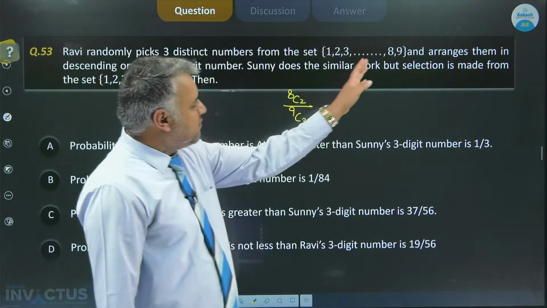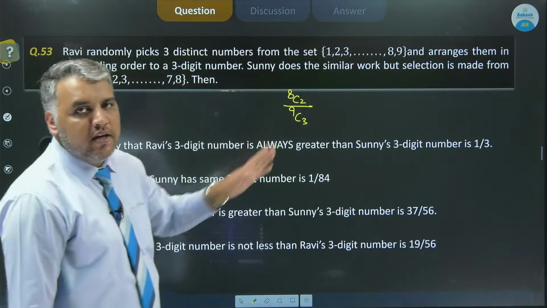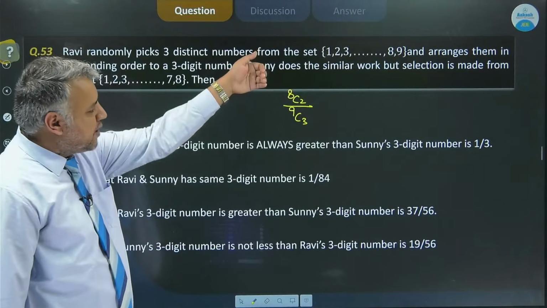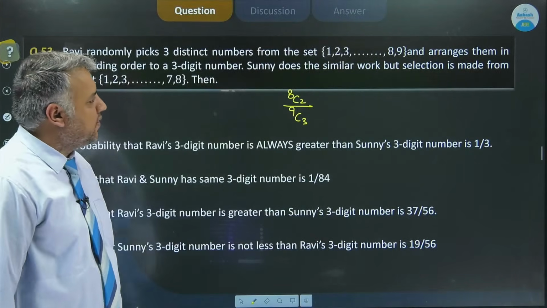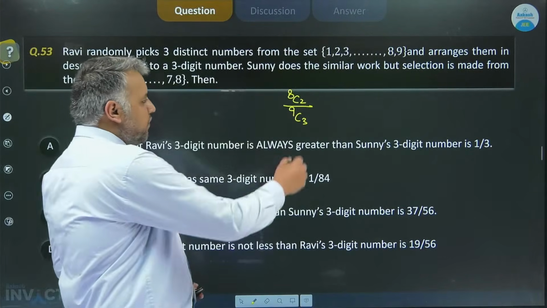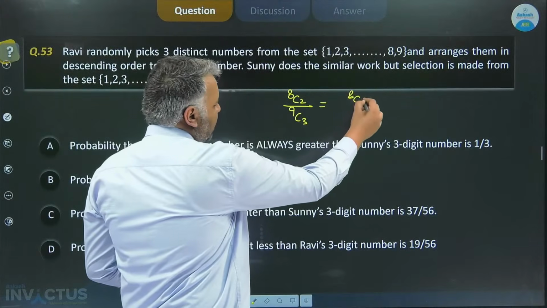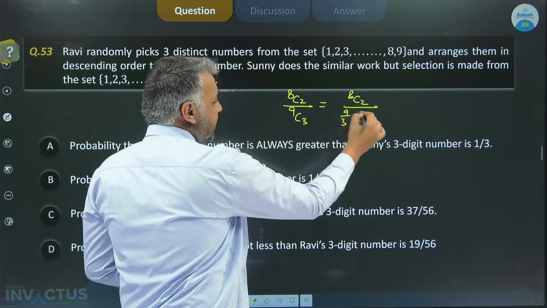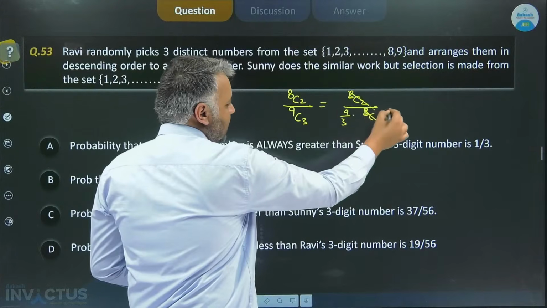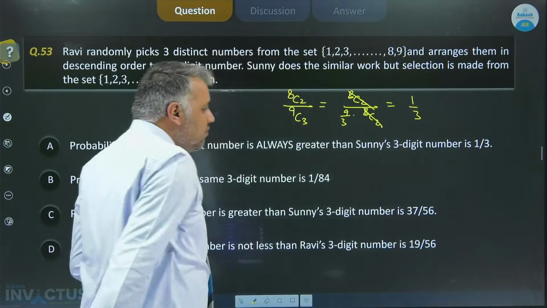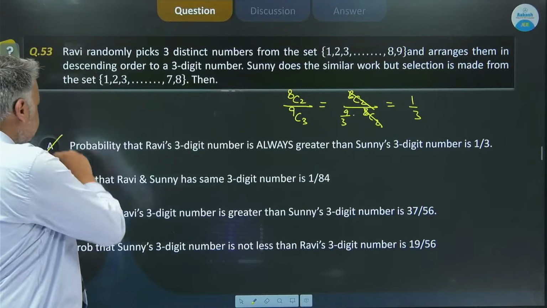So he picks one number as 9 and 2 numbers from the remaining 8 digits. So 8C2 are favorable ways and 9C3 is the total number of ways. If we solve it, this will be 8C2 divided by 9 upon 3, 8C2. This is cancelled out and this is 1 by 3. So option A is correct.